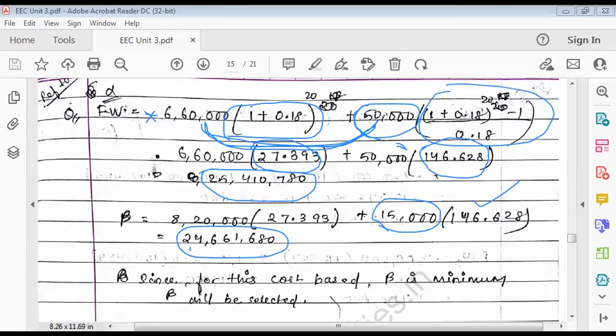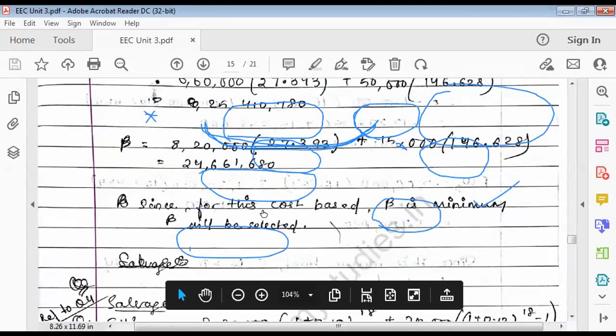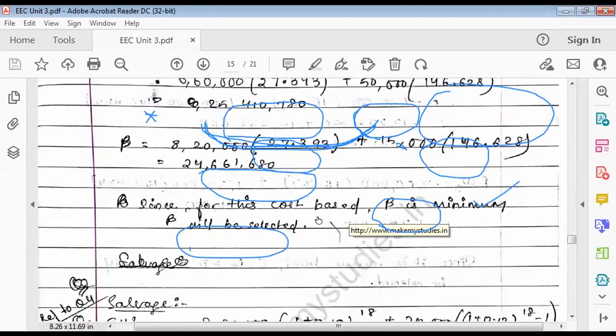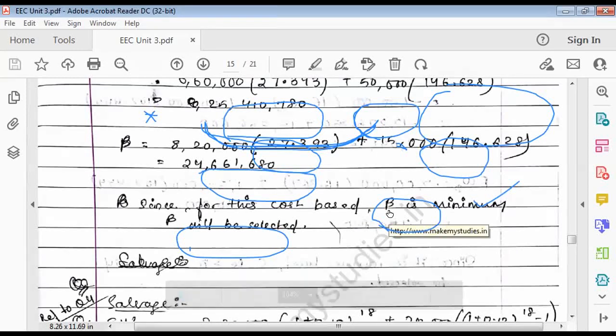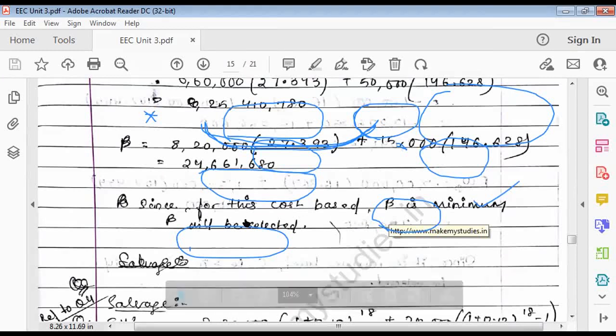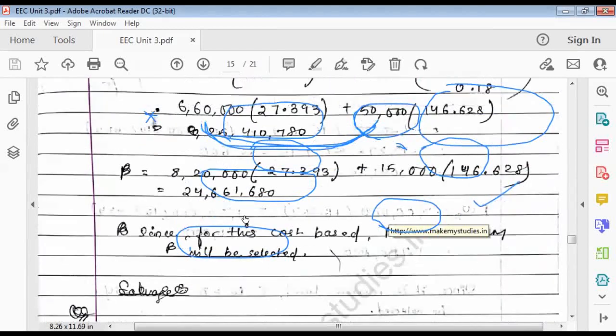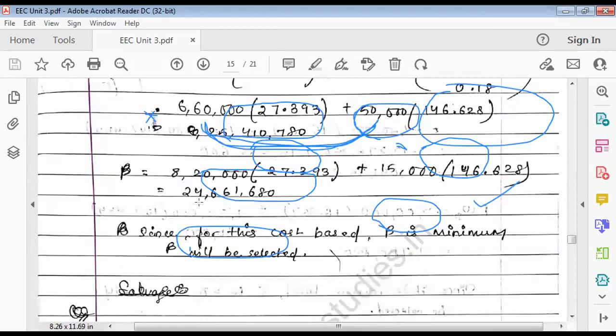So write your conclusion this way: since for this cost-based case, FW of beta is minimum, beta will be selected. Correct. So this was cost-based, so the least value should be selected. Out of these two, alpha's FW amount is greater than beta's, so that suggests that beta will be more cost effective because this is a cost-based project.